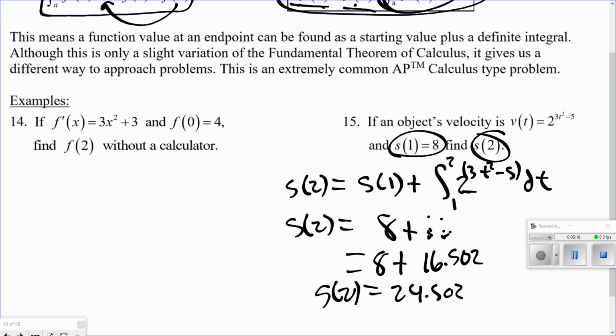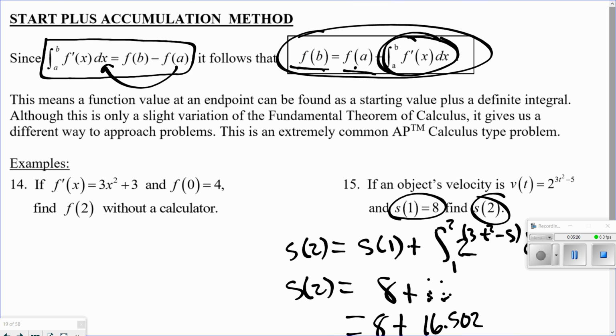So again, it's just a variation of the fundamental theorem of calculus. All we're doing is solving for f of b. But you just have to know this formula. If I'm trying to find the value of a function at a certain number, and I have the value of the function at a different number, and I have the derivative, you can always use this method to find it.